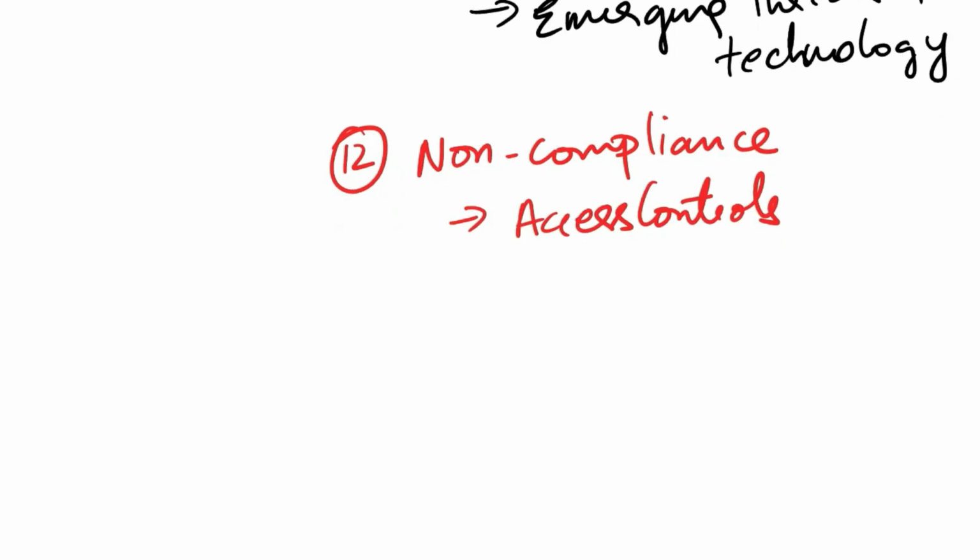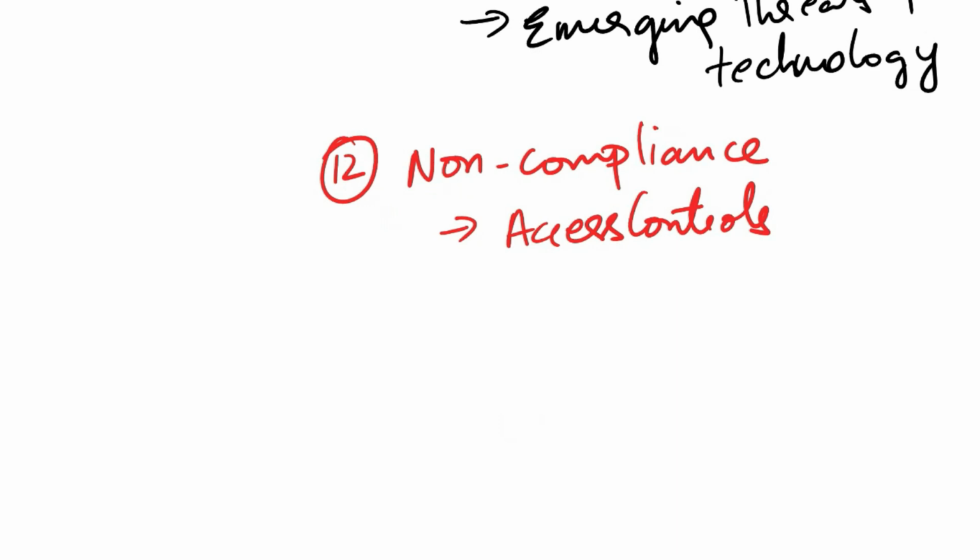The organization lacked a comprehensive and up-to-date access control policy. User access reviews were irregular, and there were instances of users having unnecessary access privileges. Another area is incident response.